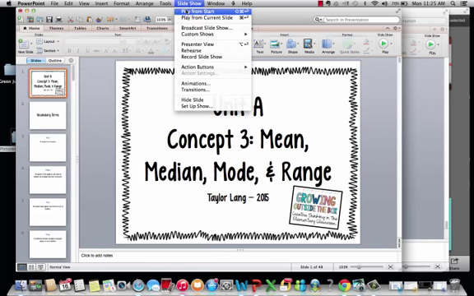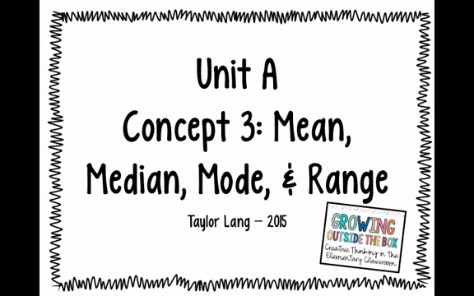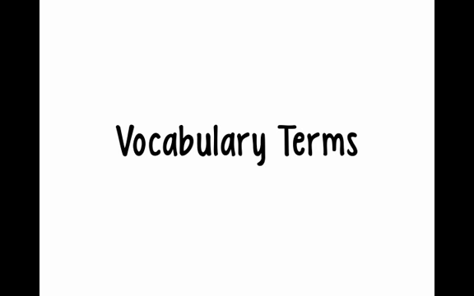Okay, today we are going to go over our third concept in our first unit. Today we'll talk about mean, median, mode, and range. And these are all pretty basic concepts. They sound super duper fancy and hard to figure out, but once you realize how quick they are to calculate, you'll be just fine. So let's start with our vocabulary terms.